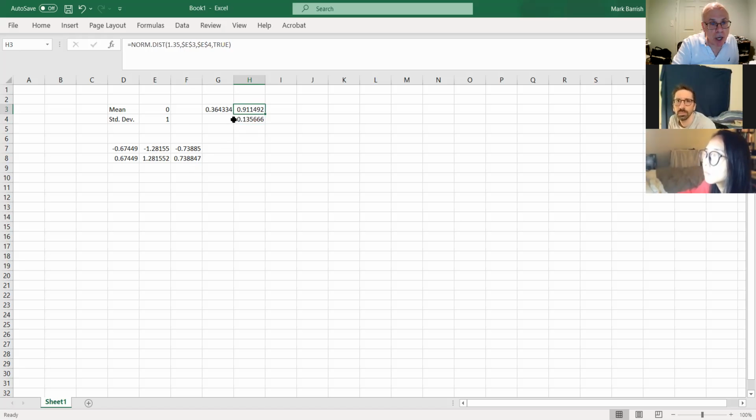So I just set up the 3 cells. That's all you need, right? For these problems. This is the in-between two values. This is the less than or equal to value, and this is the greater than value. Make sure you have 1 minus the normal.